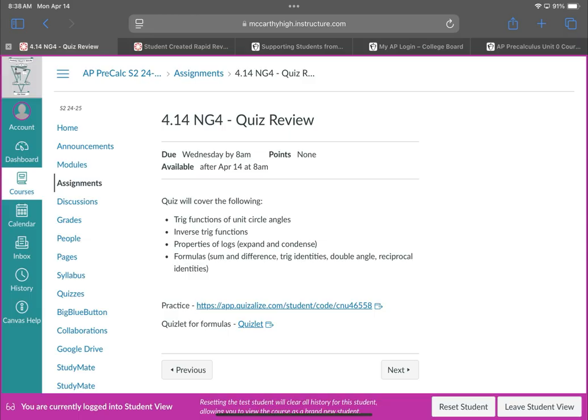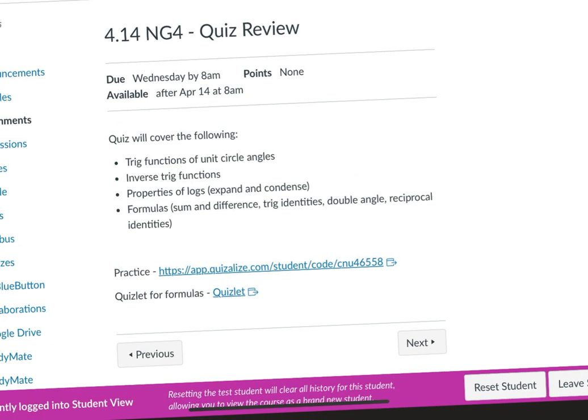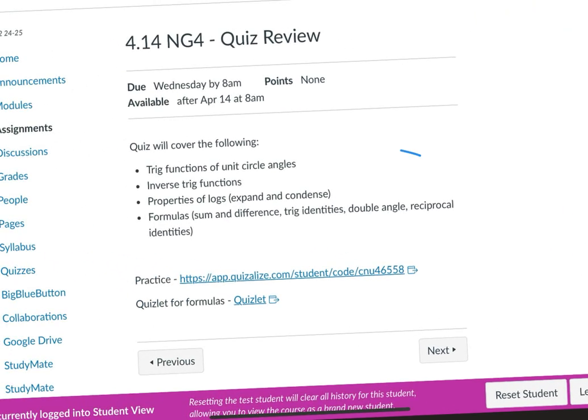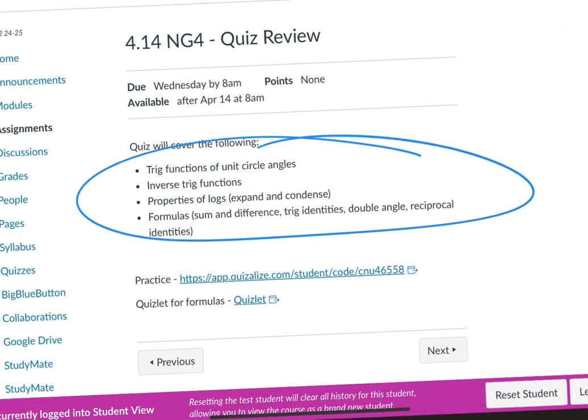This quiz is straight up memorization of your formulas and/or memorization of your unit circle and log properties. So on the quiz review, it says this is what the quiz will cover: either trig functions of unit circle angles, meaning sine, cosine, tangent, secant, cosecant. I can ask you anything on everything from 0 to 2 pi, okay?